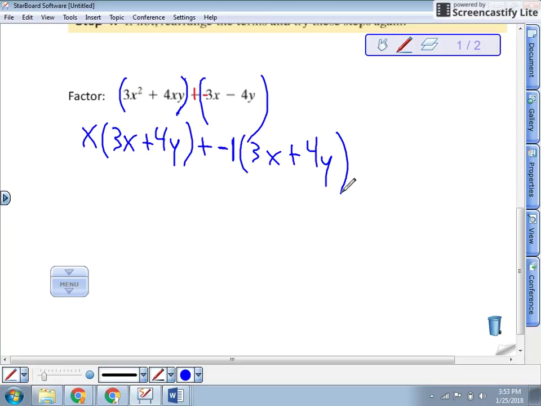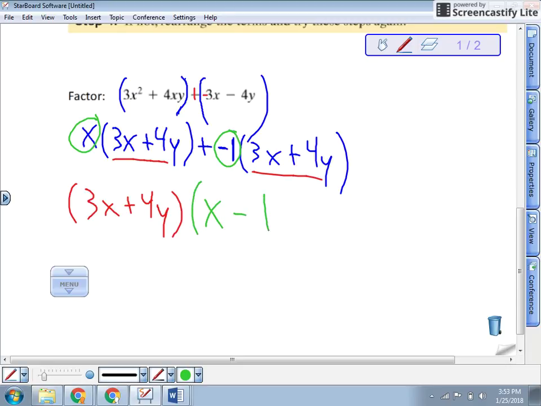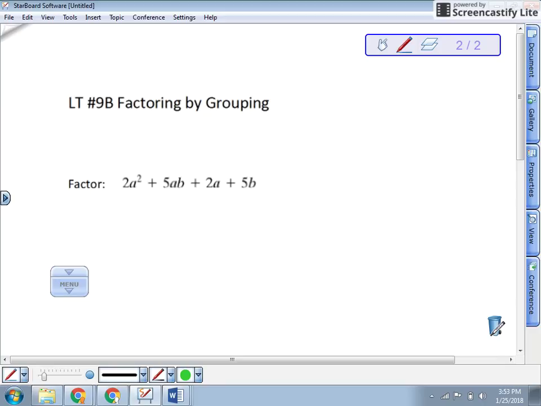So now I've got my common term, all right, my common factor. So I'm going to rewrite that. I'm almost done. 3x plus 4y, and then my second set of parentheses is my GCFs. That's x and minus 1, plus or minus 1, so it's just negative 1. So I'm just going to write x minus 1, and there's your final answer. So there's the steps. Factor them, or parentheses, GCF, find your common factor.